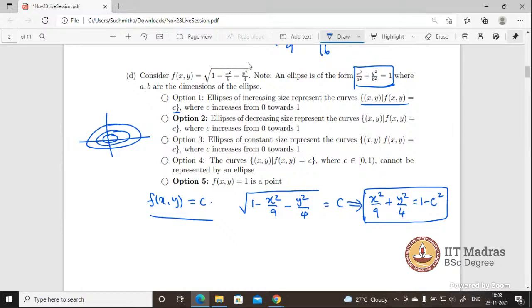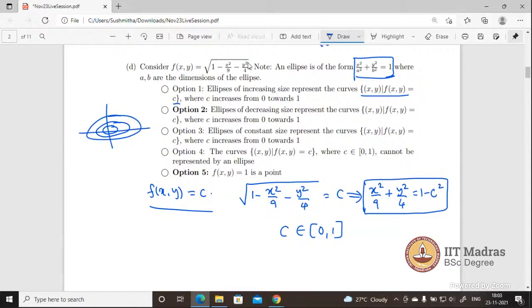Okay. As c varies from 0 to 1, what happens? When c is 0, what happens? It'll be the biggest, isn't it? It'll be 1. Yeah, exactly. When c is going to be 1, it's going to be the smallest ellipse, right? Because I'll have 1 minus 1, 0. So the biggest ellipse is going to be got by putting c equal to 0, right? So as c increases from 0 to 1, the size of the ellipse decreases, right?